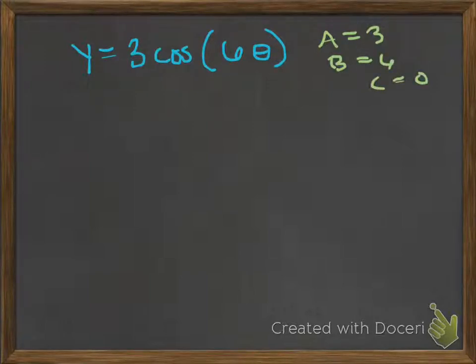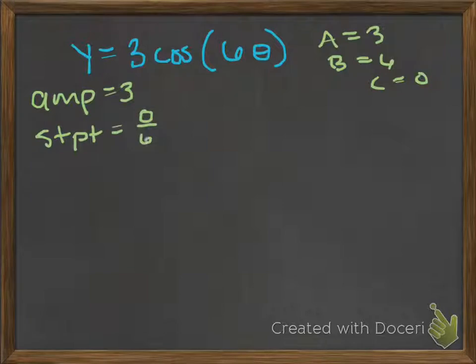And I was looking at your worksheets. A lot of you identified A, B, and C, and then you wrote the incorrect amplitude. If A is 3, your amplitude is 3. My starting point is C over B, so 0 over 6, so my starting point is 0.